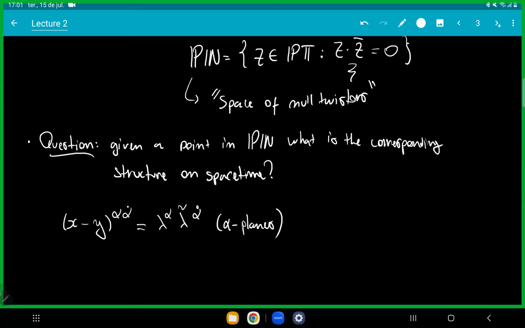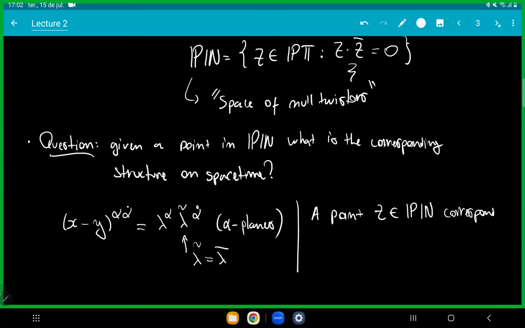And if we impose this null condition, we single out one of these planes, the plane in which lambda tilde is lambda bar, the actual complex conjugate of the other one. So what this means is that a point Z in PN corresponds to a null geodesic.